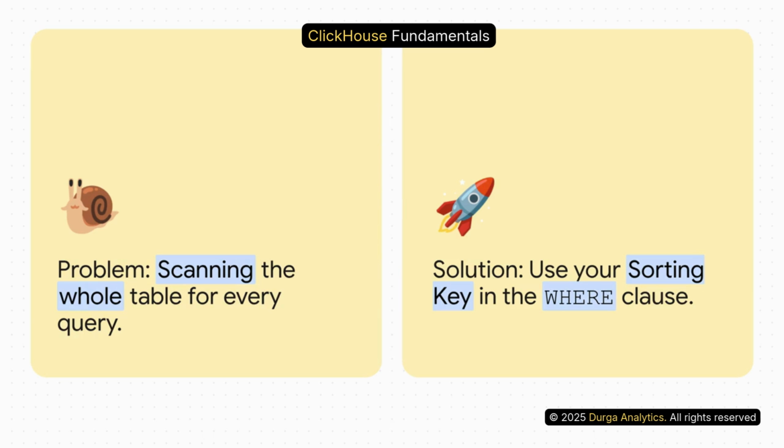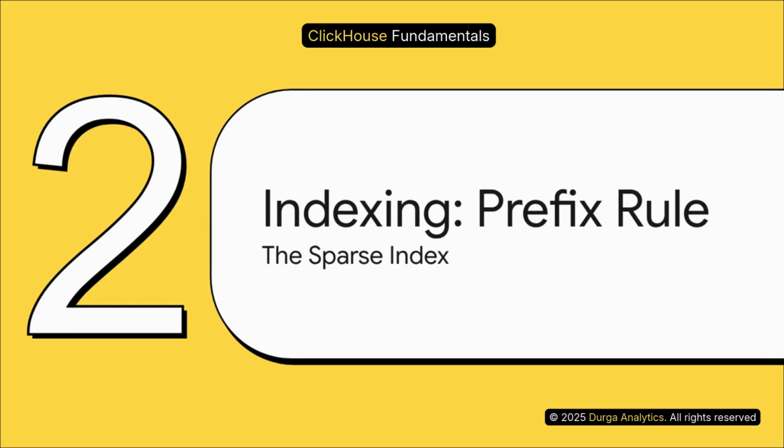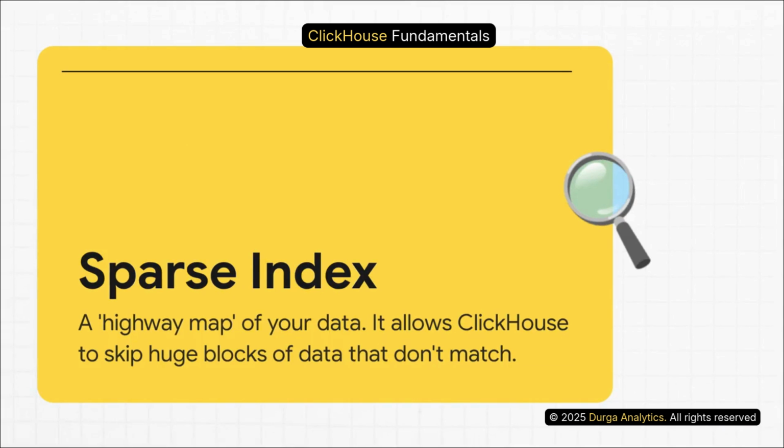So how does ClickHouse use that sorting key? Well, it's not with a traditional index like you'd find in something like MySQL or Postgres. ClickHouse does something completely different, and frankly, it's a key reason for its incredible speed. So instead of a detailed turn-by-turn street map that points to every single house, think of the sparse index more like a highway map. It only shows you the major exits.